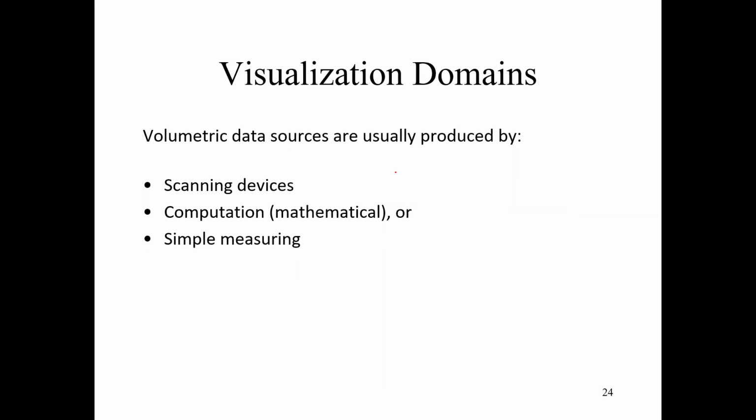So volumetric data sources are typically produced by scanning devices, computation, or maybe mathematical means, or maybe simple measuring, right? Any of these three typically generates data which can be projected into 3D space. The thing is, they are not typically placed within the same surface. Instead, they are placed inside and outside, the surface and also the inside, both together, right?